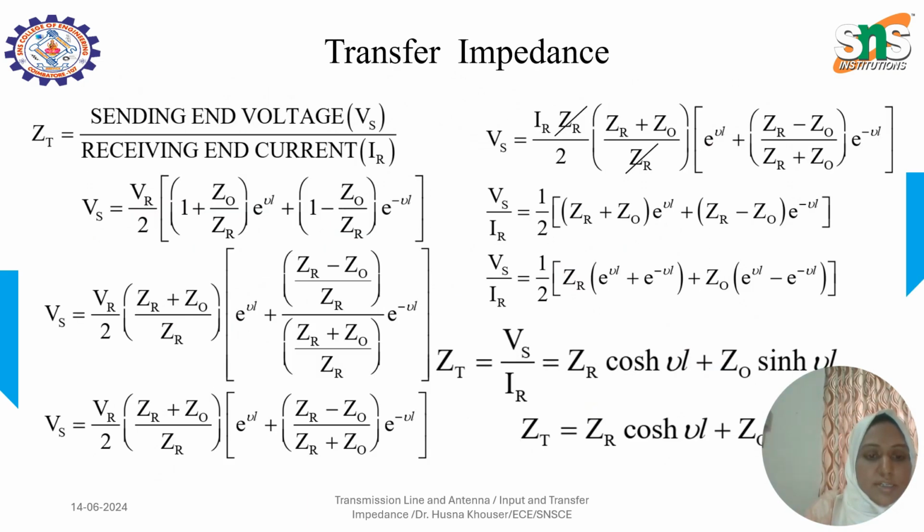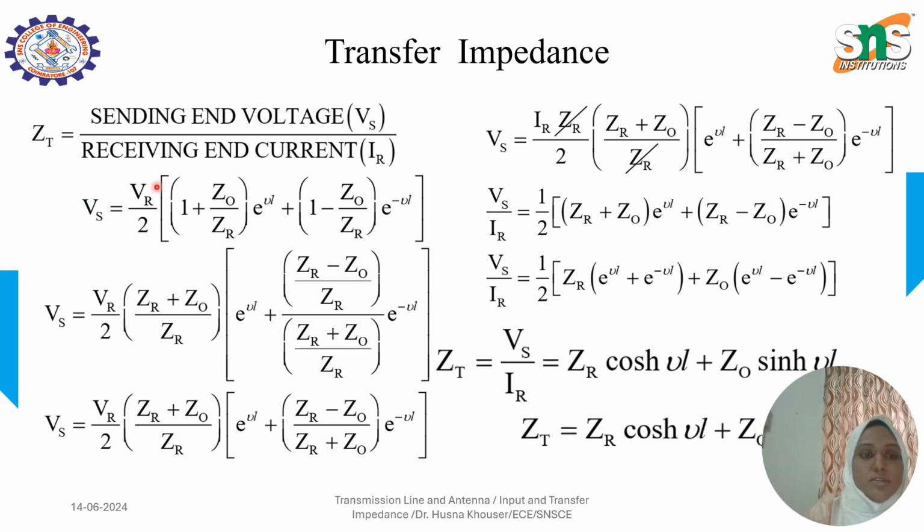So next is the transfer impedance. This transfer impedance we denote as Z is equal to the sending end voltage divided by the receiving end current, that is Vs by IR. So this Vs equation and IR equation we have already derived from the general series solution that we can see in the previous lecture series. So now what I do is I take this Vs term.